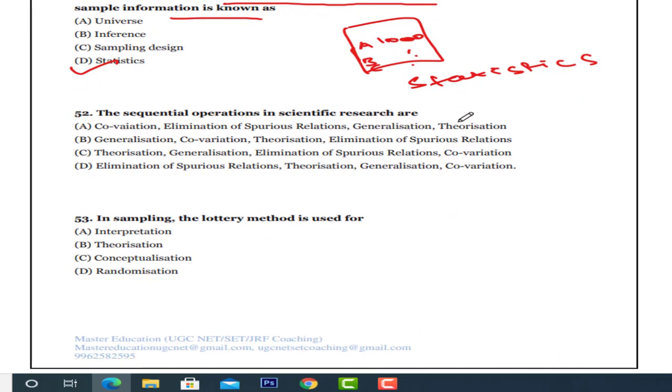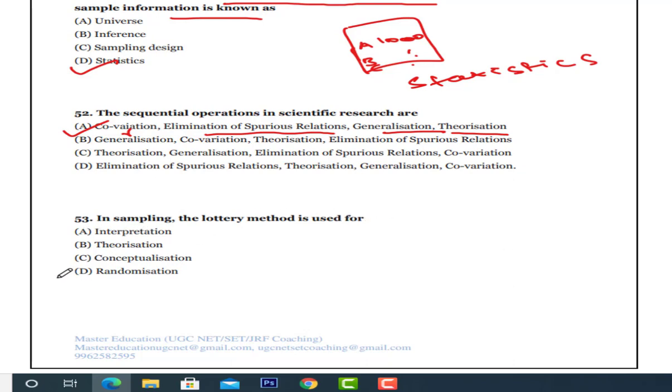The next one: the sequential operation in scientific research, or covariation. This is variation. So option A: covariation, elimination of spurious relation, generalization, theorization. So this is the sequential operation which happens at the time of scientific research.